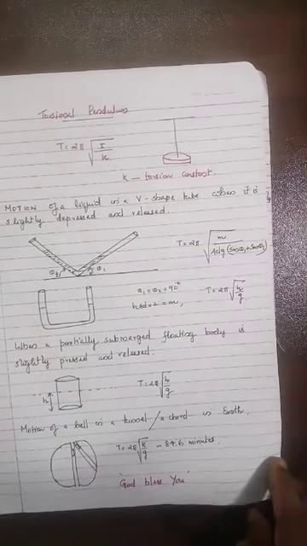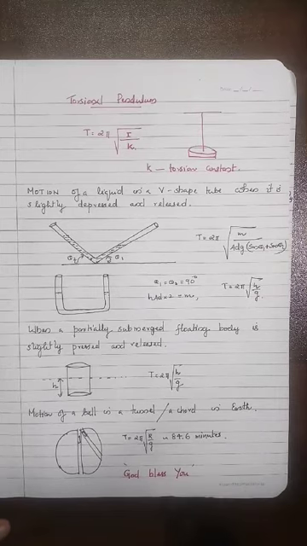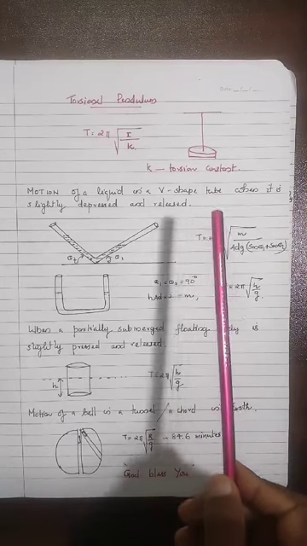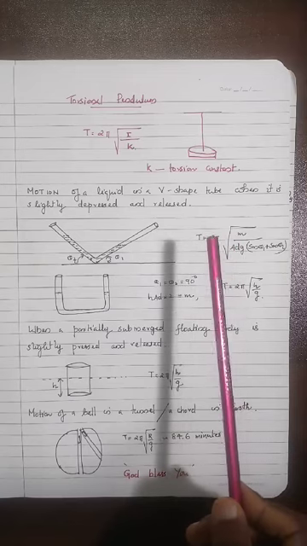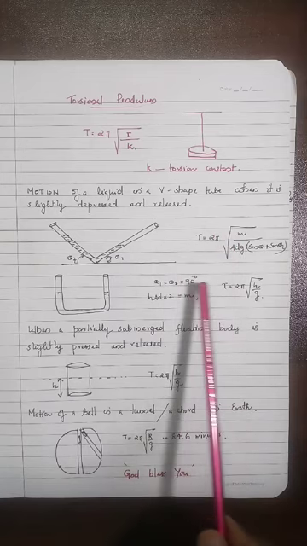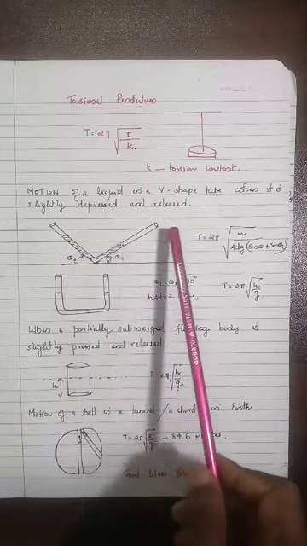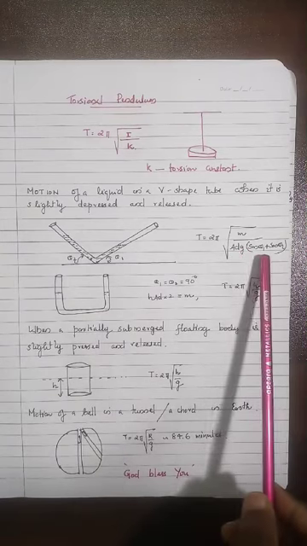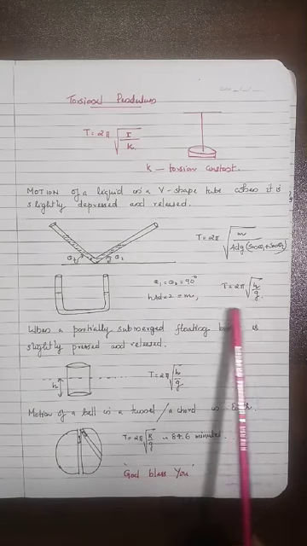The next concept, torsional pendulum. T is equal to 2 pi root of I by k, keep in mind k is the torsional constant. An object is just hung with a string and is under rotation. Look at the very important concept. The motion of a liquid in a V tube when it is slightly depressed and released. If it becomes a U tube, you have to just substitute theta 1 equal to theta 2 equal to 90. You get the simple concept.